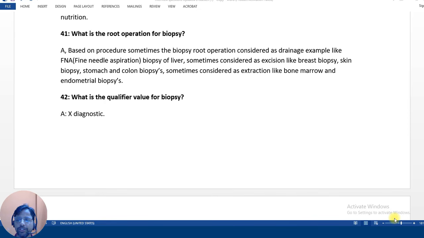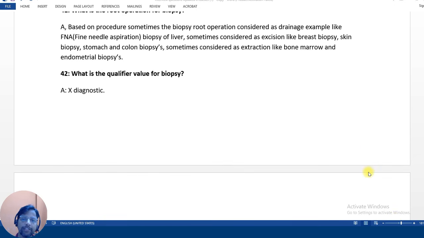If you want to code biopsy of fluids, you need to code it as drainage. If you want to code biopsy of tissues, you need to code it as excision. And if you want to code endometrial biopsies, you need to code it as extraction as the root operation for biopsy. What is the qualifier value for biopsy? So X is the qualifier value for biopsy. X indicates diagnostic.